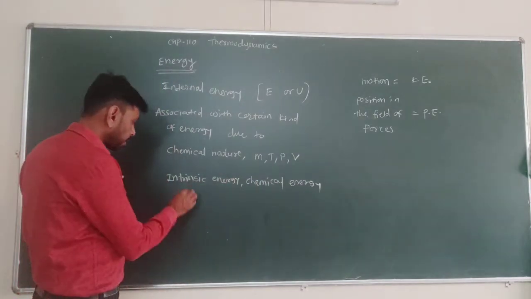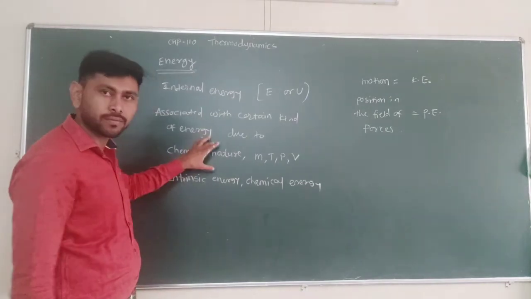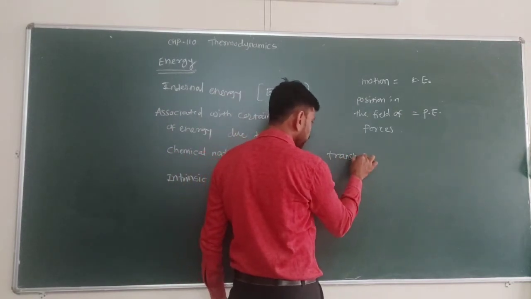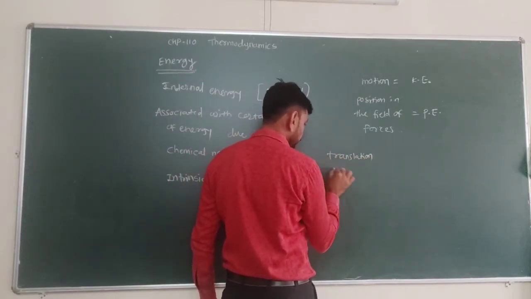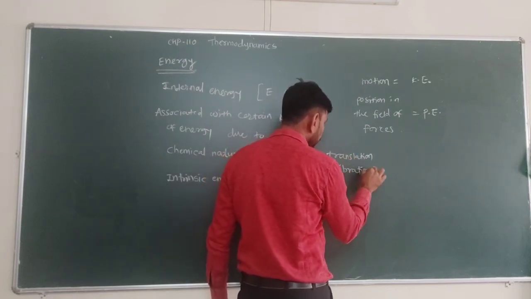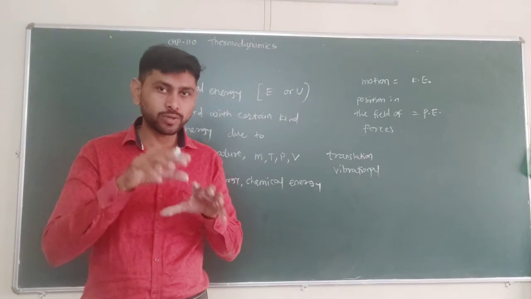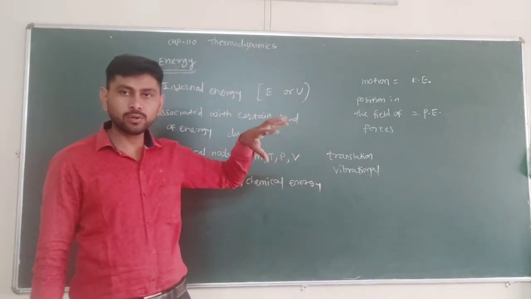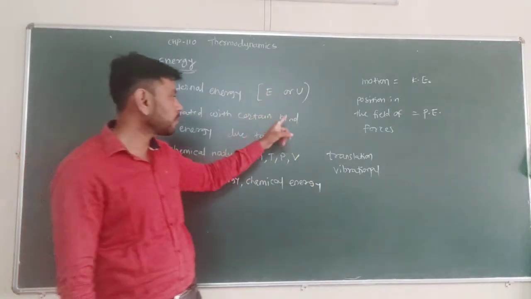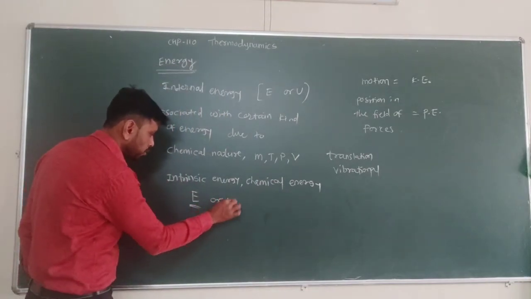Now, the exact value of this internal energy we can't find. Why don't we know the exact value? Because of some indeterminate factors, such as energy due to translational motion, vibrational motion, and electronic motion. So we don't know the exact value, or the absolute value, of internal energy. We can't find the exact value of E or U.